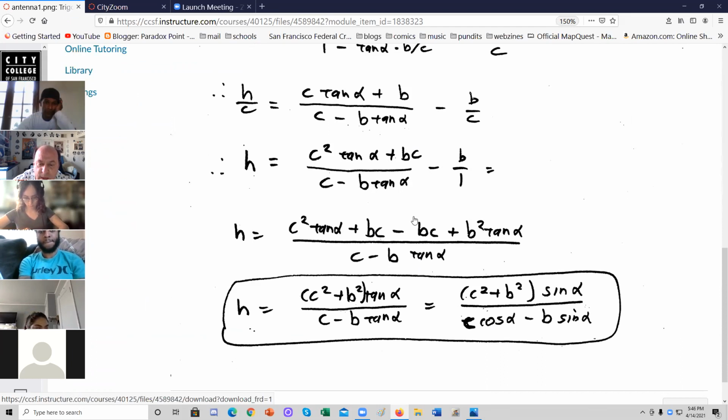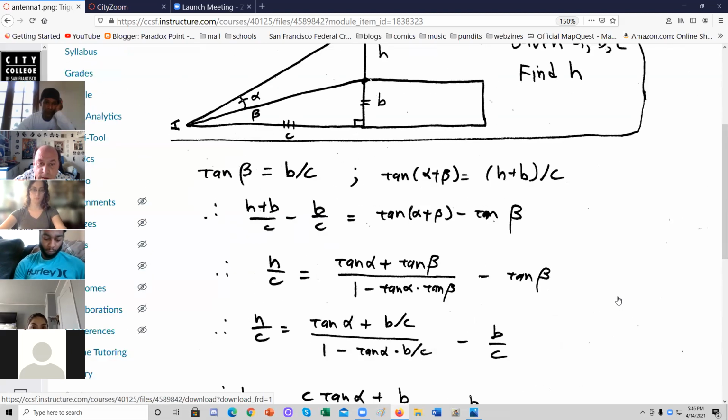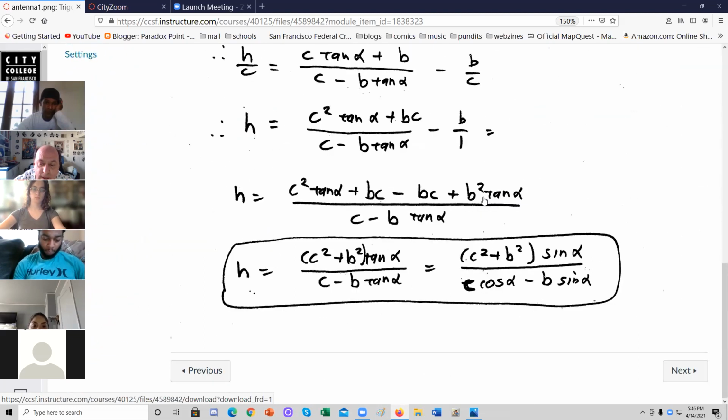Okay, the BC's cancel, how convenient. We have C squared tan alpha plus B squared tan alpha, so C squared plus B squared times tan alpha over C minus B tan alpha. And then finally, we can multiply above and below by cosine alpha, which turns this tangent into a sine, and this into C cos alpha minus B sine alpha. So here's a formula for H. Given C, B, and alpha, H equals C squared plus B squared times sine alpha over C cos alpha minus B sine alpha. C squared plus B squared is the square of this hypotenuse. How intriguing.